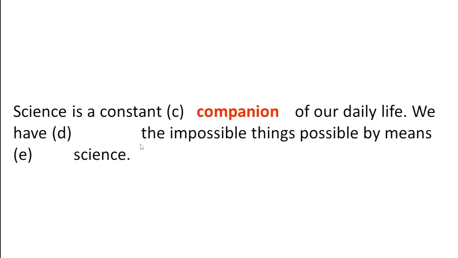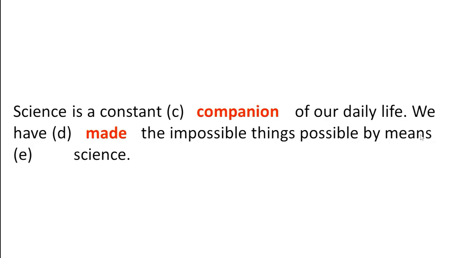We have dashed the impossible things possible. Look at, we, the subject, have, the auxiliary verb, then we can use V3 of the verb. So what can we use here? Subject plus have plus V3. That means we can use here made. We have made the impossible things possible by means dash science.